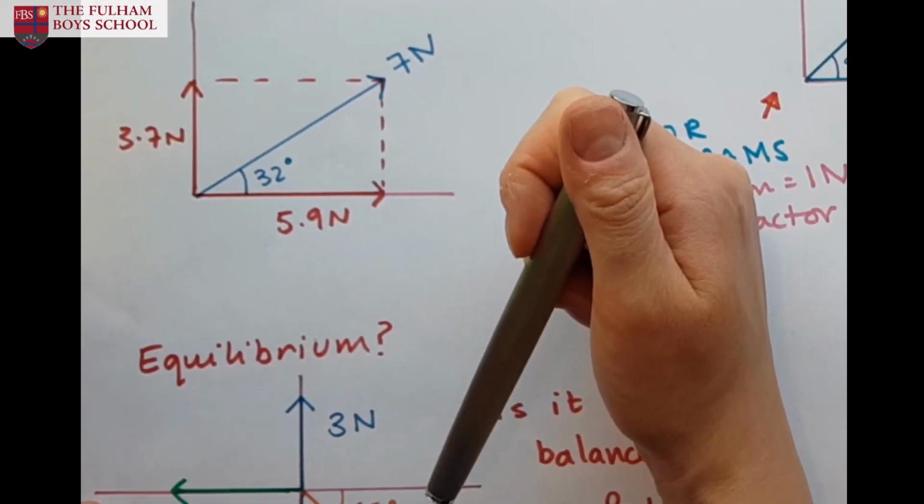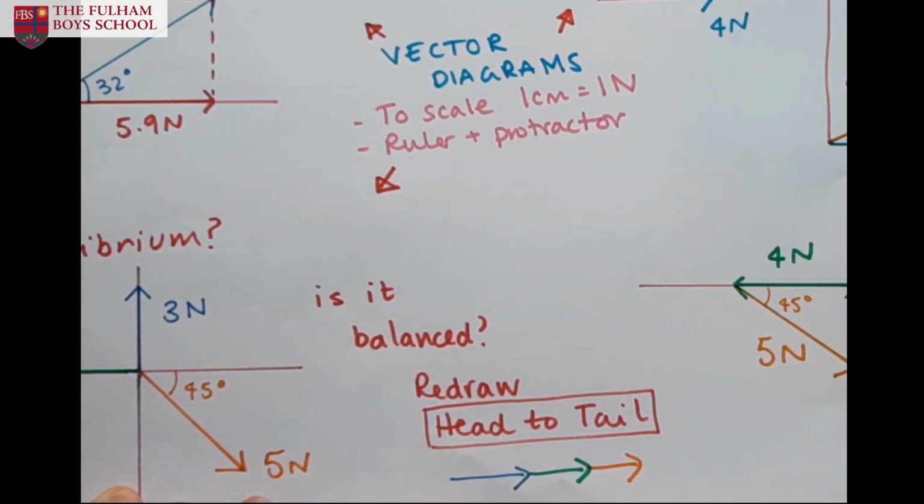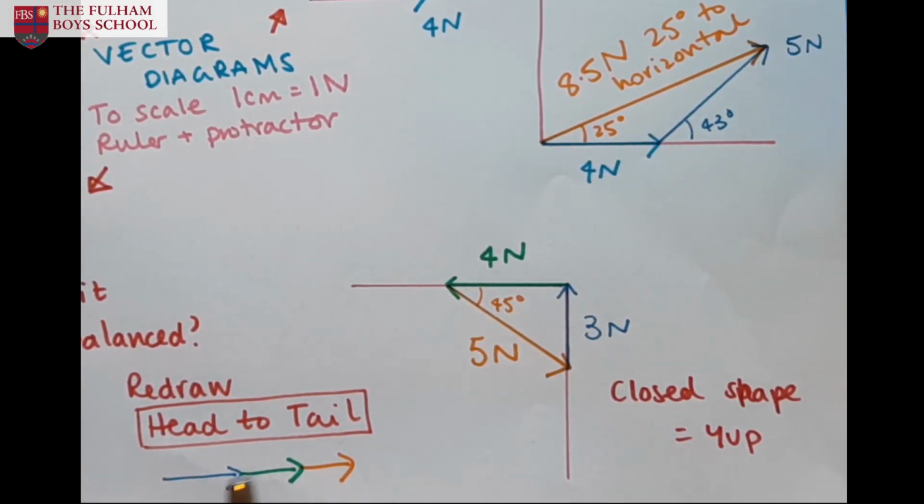The second thing you need to be able to do is work out if something is in equilibrium or not. So I've got 3 forces acting here, 3 newtons, 4 newtons, 5 newtons, and I want to know if this object is balanced or if it is going to move. So for this, I need to redraw these arrows, but instead of drawing them like this as a free body force diagram, I'm going to draw them head to tail like this. So I'm going to draw them in a little row, but at their correct angles.